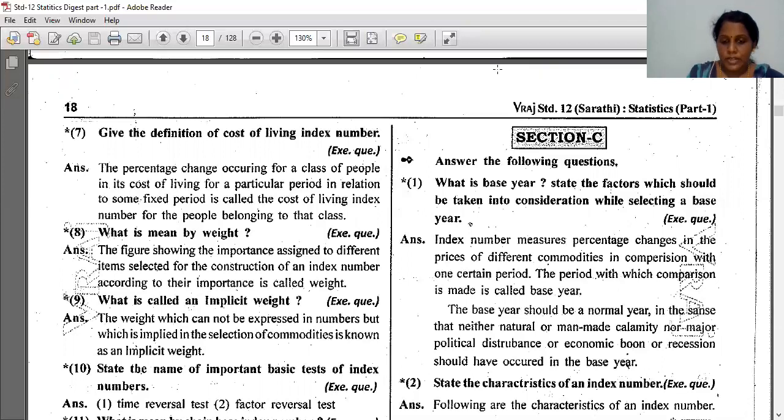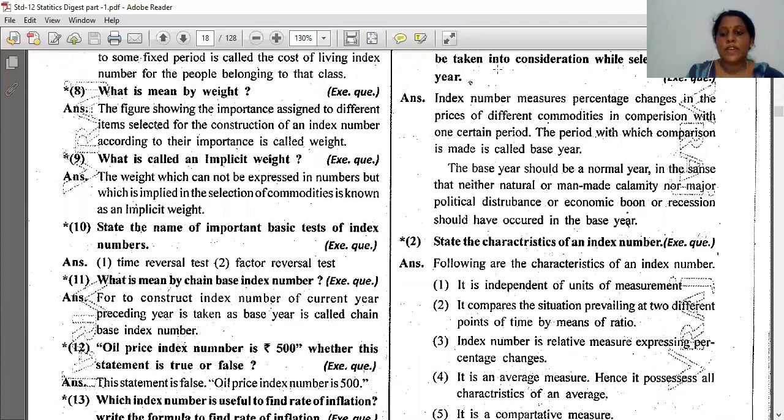Okay. Now next is: state the characteristics of an index number. Following are the characteristics of an index number. So first, it is independent of units of measurement. Second, it compares the situation prevailing at two different points of time by means of ratio. Then third, index number is a relative measure expressing percentage changes. Then fourth, it is an average measure. Hence it possesses all characteristics of an average. It is also called an average measure.